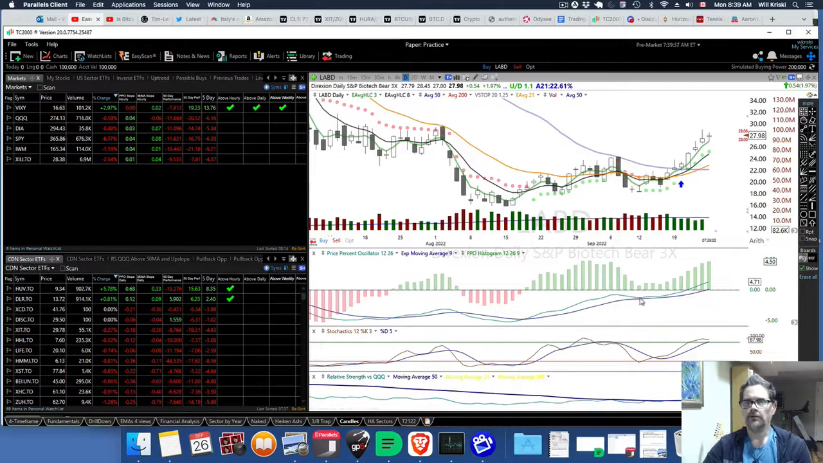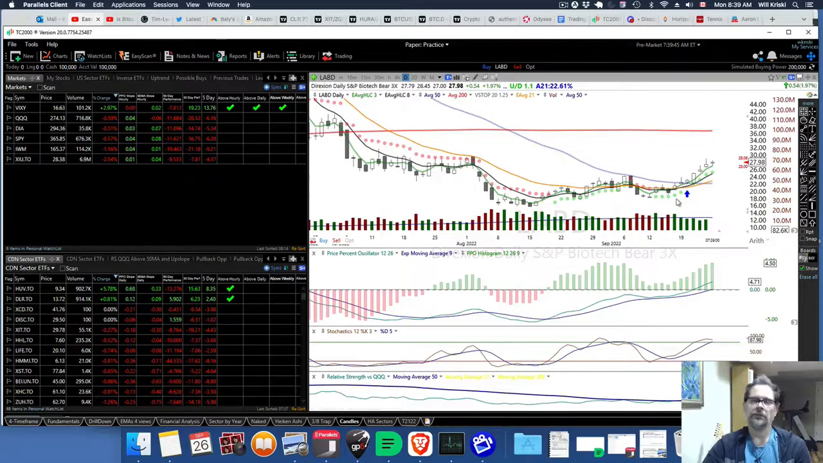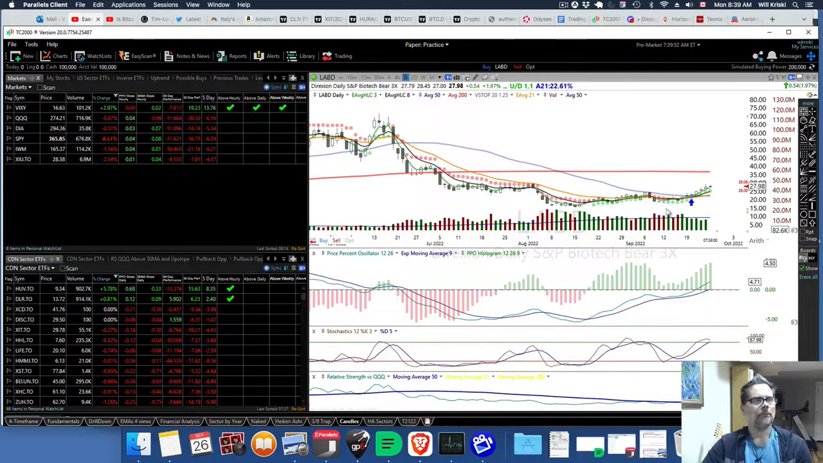But if you look here, you never cross down below the moving average of the price percent oscillator. But this is a 3x, so obviously it's going to go up and down a lot more than the underlying biotech ETF. So that's the couple of comments that I got.